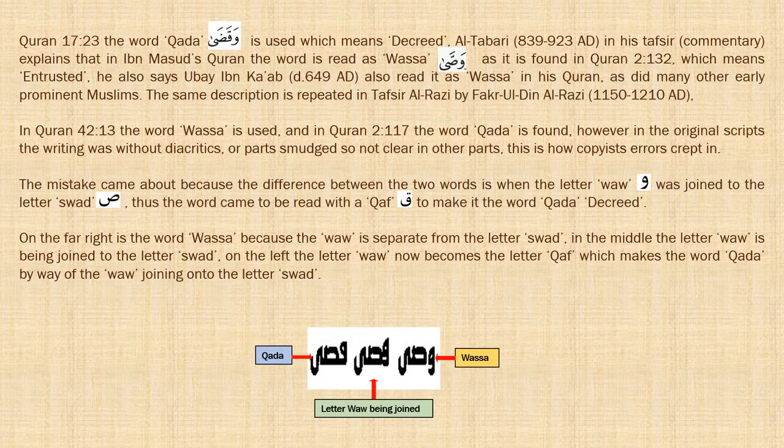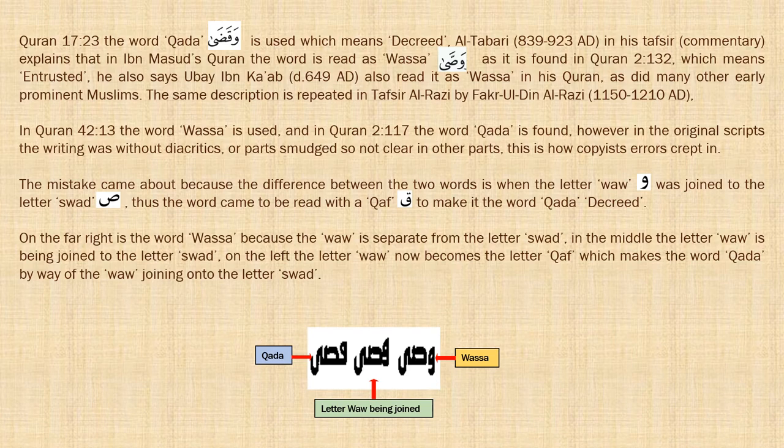In Quran 17:23, the word qada is used, which means decreed. At-Tabari in his tafsir explains that in Ibn Mas'ud's Quran, the word is read as wassa, which means entrusted, as it is found in Quran 2:132, as well as in Quran 42:13, and in Quran 2:117 it has the word qada. However, in the original script, the writing was without diacritics, or smudged and not clear in other parts. This is how copyists' errors crept in.